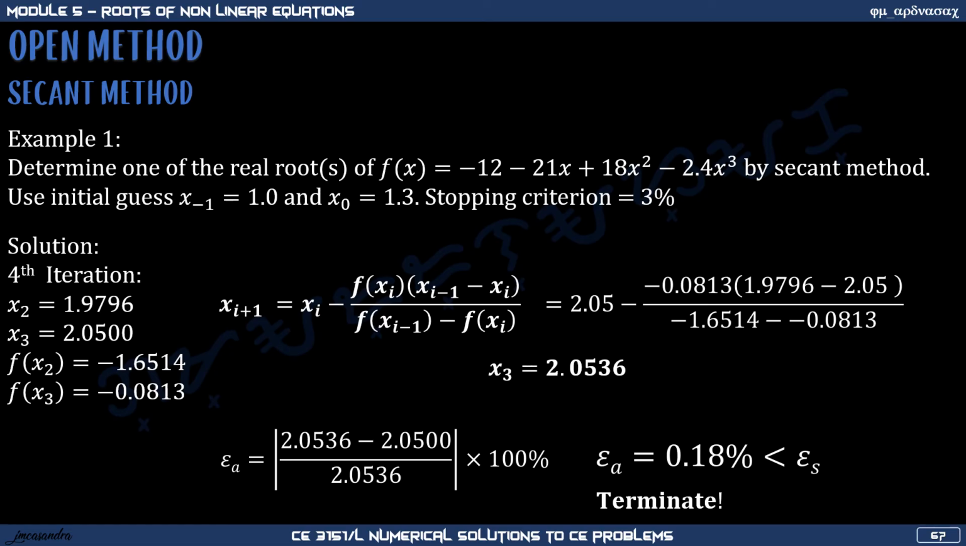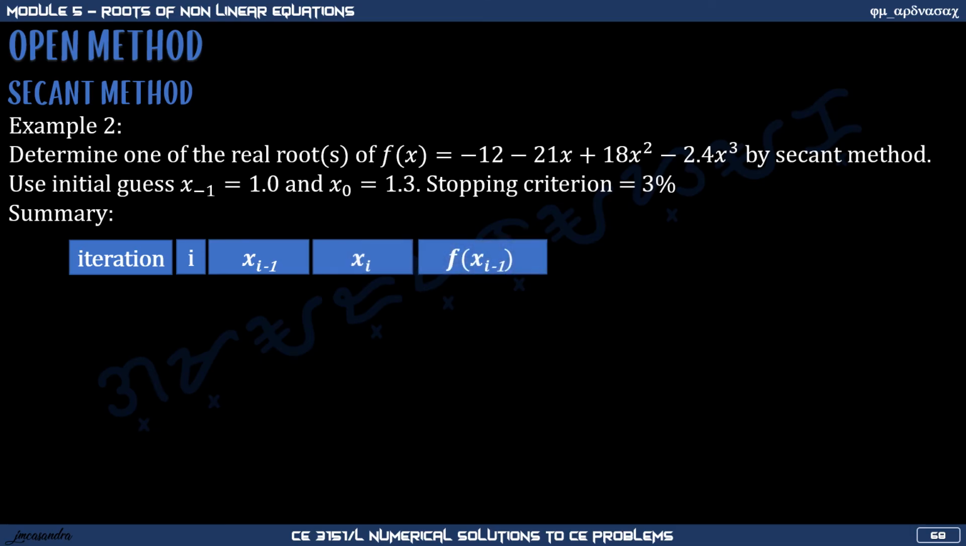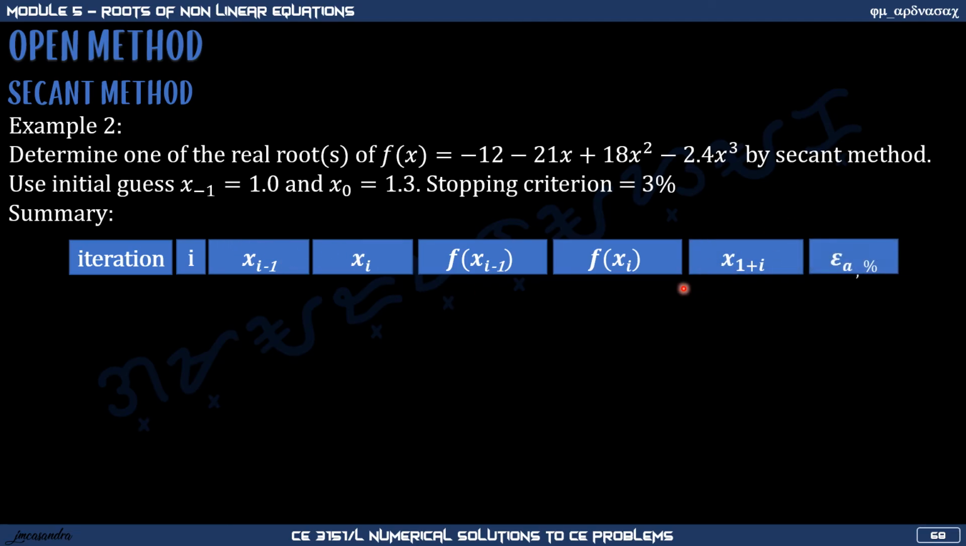Therefore, one of the roots of the equation negative 12 minus 21x plus 18x squared minus 2.7x cubed equals 0 is 2.0536. Okay? So for our second method, we could again present or summarize our solutions in tabular form. So we have the iteration i, x i minus 1, x i, the function values of the x's here. Then we have our estimated root and your approximate error in percent.